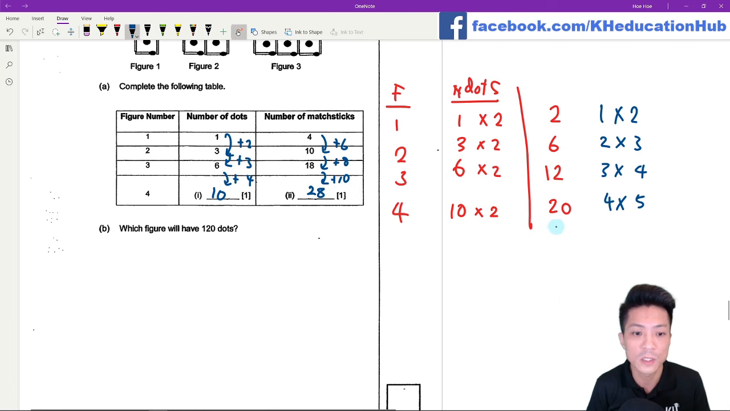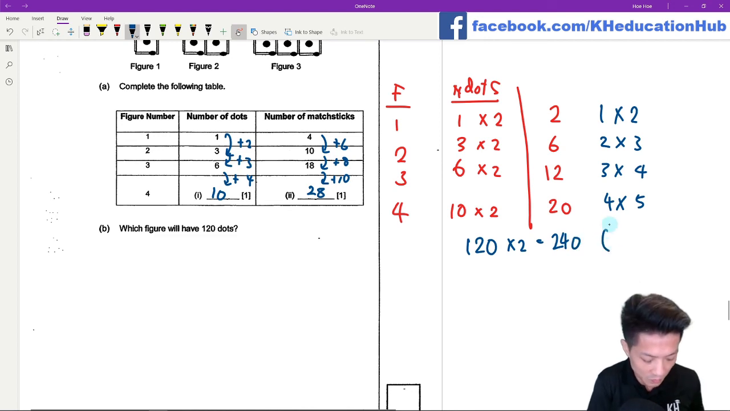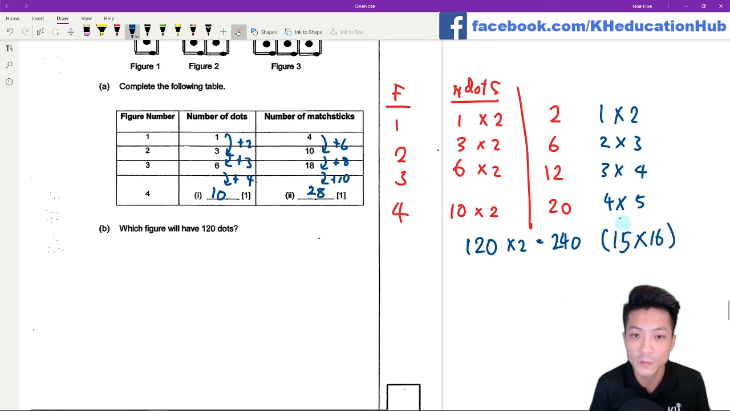Okay, so in order to find out which figure has 120 dots, multiply by 2 to it, gives me 240, right? Okay, 240 is what times what? If you use your calculator and do some guess and check, you figure out that it is 15 times 16. Okay, which means that the answer is figure number 15.